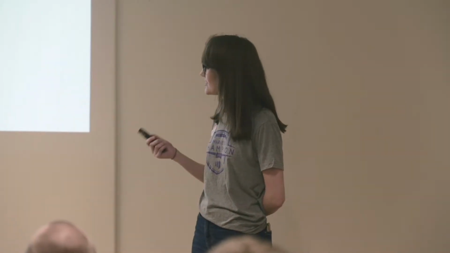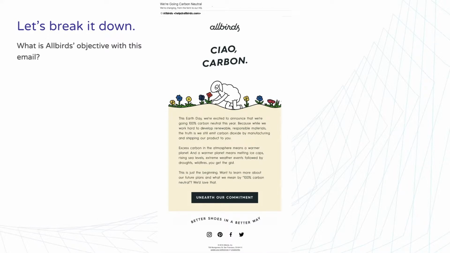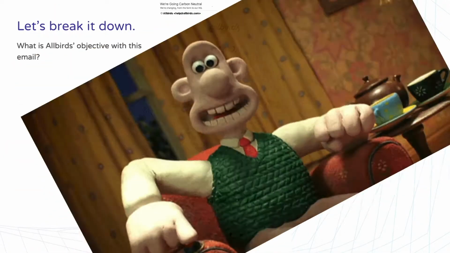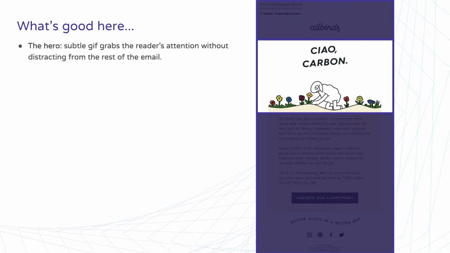So, if we break it down, going back to that Allbirds example, what was their actual objective with this email? Should be pretty obvious. It's push the button. How do they do it? Well, there's a couple of things that they've done really well in this email. The first one is the hero image. They've used a pretty subtle GIF, which draws your eye into the email and grabs the reader's attention, but doesn't distract from the overall objective of the piece, which is a bit of a balancing act.